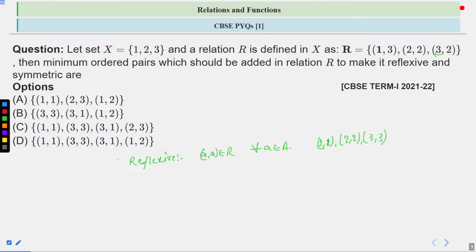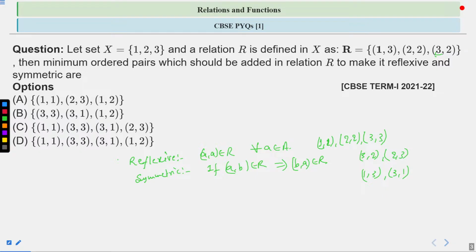Now, for symmetric, the condition is if (a,b) belongs to R, this implies (b,a) must belong to R. If this condition is satisfied, we can say that the relation is a symmetric relation. So suppose (3,2) is there in the set, so (2,3) must be there. If (1,3) is there, then (3,1) must be there. In this way you can think about or solve this question.